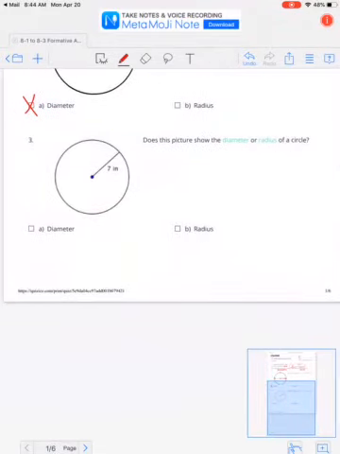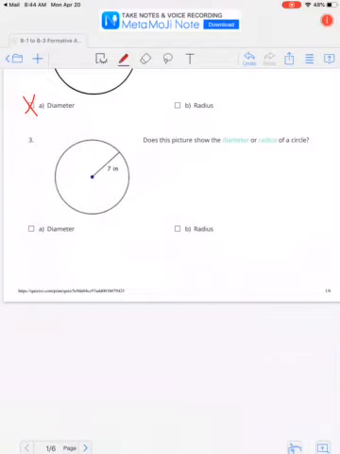Okay, number 3, it says, does this picture show a diameter or radius of a circle? So again, we could use what we did in questions 1 and 2. This is going from the center of the circle to the outside, so that is a radius.